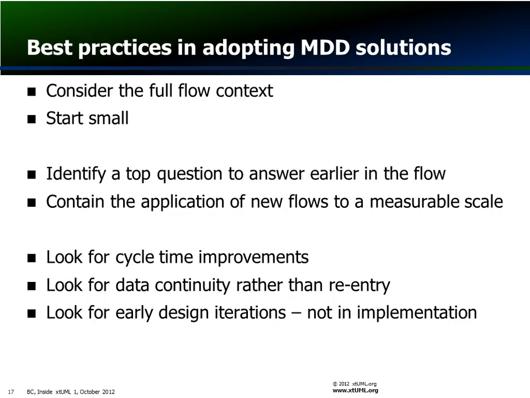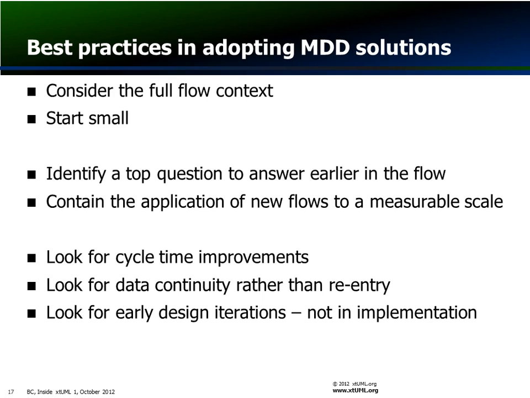But to execute upon that and implement it, it's necessary to start small. Pick something within scope that can be handled. And the best way to do that is to identify a top-level question that, if you could have answered that question earlier in the flow, would have helped on the previous project, would have saved a previous design that never got to market. What trade-off could have been made had a question been able to be asked earlier in the design process?